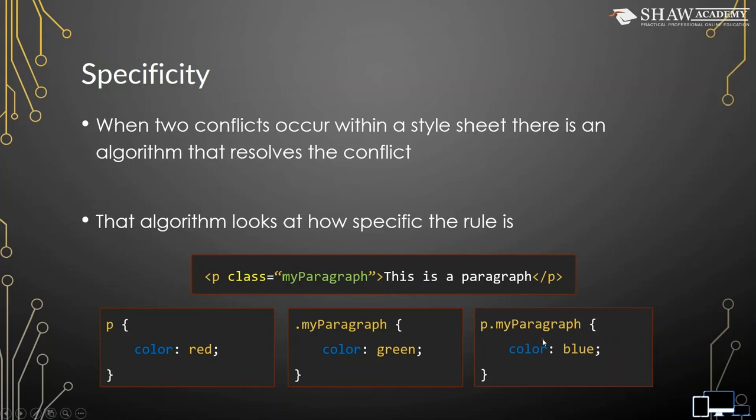And then in the last rule here, not only am I dictating a class, but I'm telling you the element that class has been attached to. So I'm not just saying find any class that's called my paragraph. I'm telling you find a class that's my paragraph that's been attached to a paragraph tag. Yeah, so that's again more specific. So out of these three examples here, the color blue is going to win in specificity. So let us take a look.